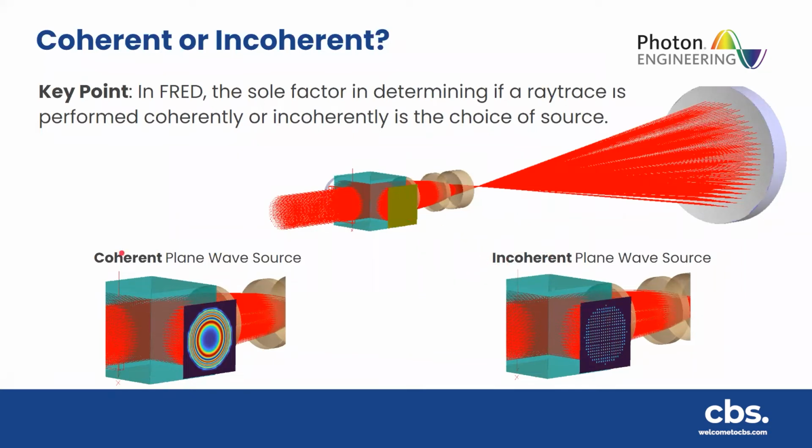So we need to use a coherent source, and then Fred knows behind the scenes for the user. The user doesn't have to do anything else; Fred knows that we're tracing the rays coherently and taking into account interference and diffraction effects.